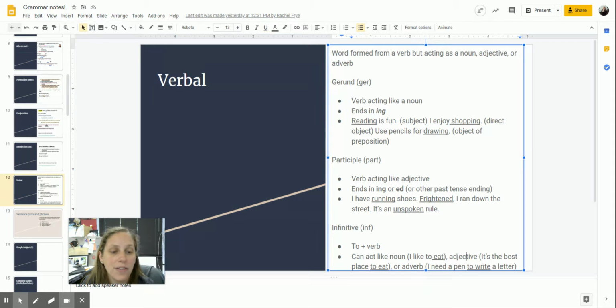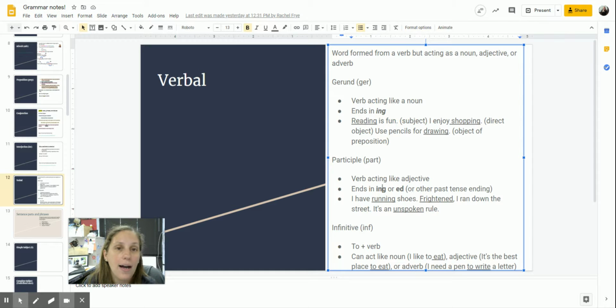The last ones are infinitives, and it's to plus a verb, and they can act like a noun, an adjective, or an adverb. The big thing with infinitives that makes them easy to find is they're always to plus a verb. To eat, to run, to write. So those are, I think, the easiest to find out of all of them. Okay. Sometimes what gets tricky is figuring out if it's a gerund or if it's a participle, because they can both end in ing. But remember, gerunds act like nouns, participles act like adjectives.